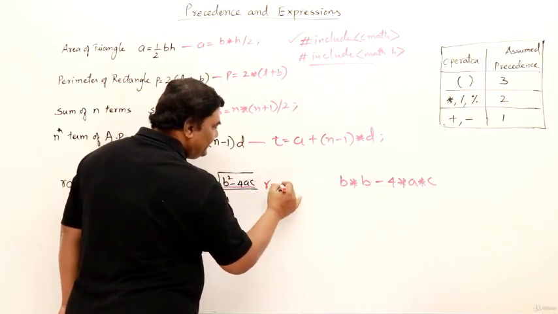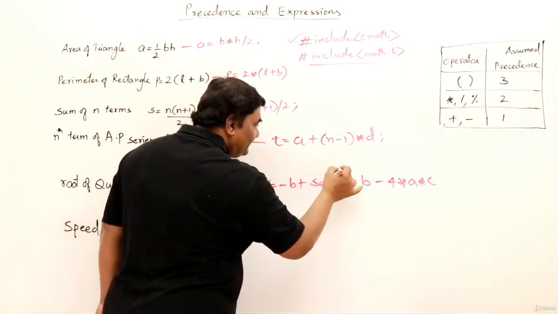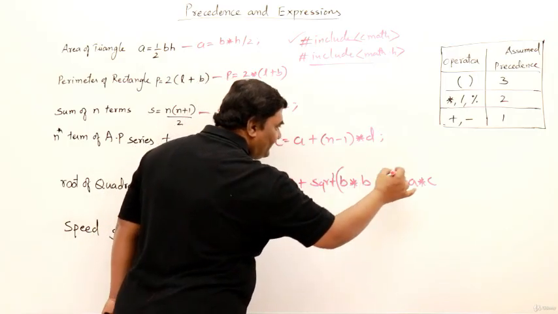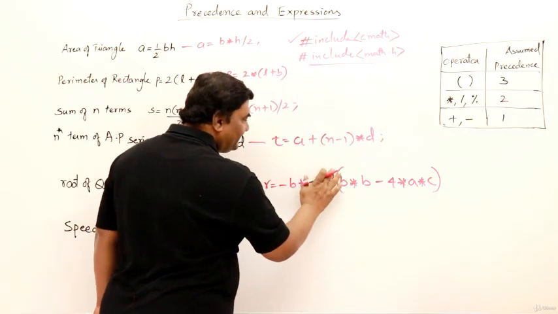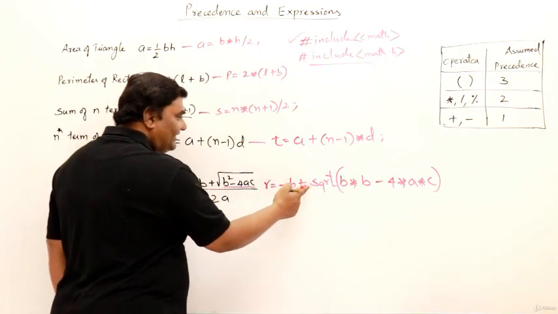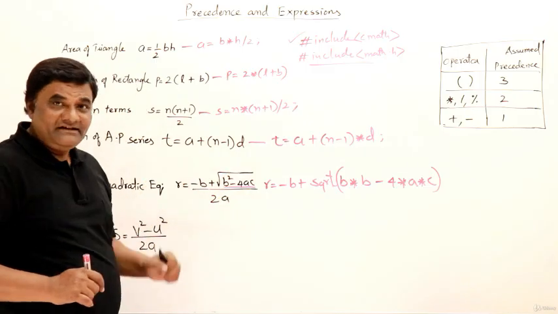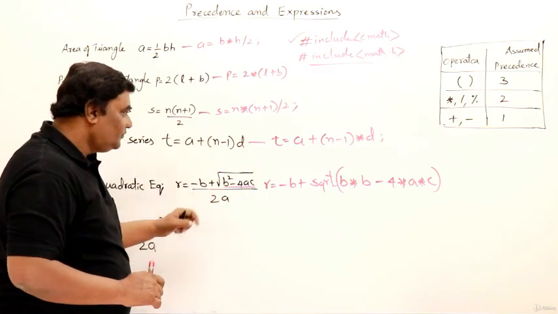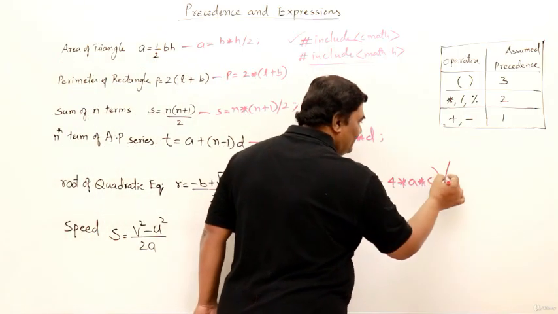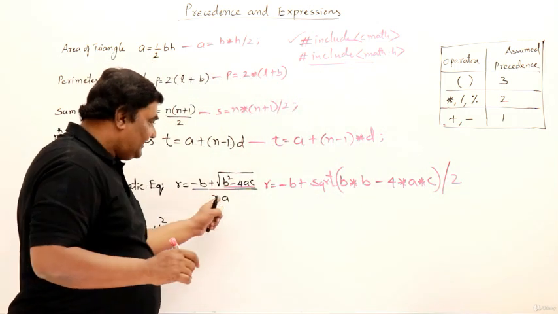So this was r assigned minus b plus sqrt. This is a function. Write down this whole thing in brackets, so the square root will be performed on this entire thing, and the result will be added with this minus b. Now the last thing remaining, divided by 2a.